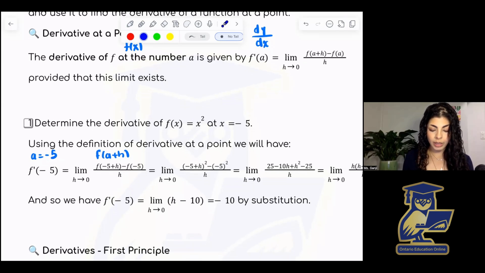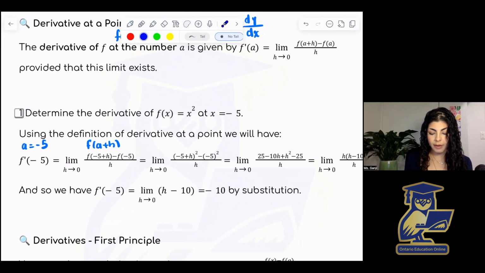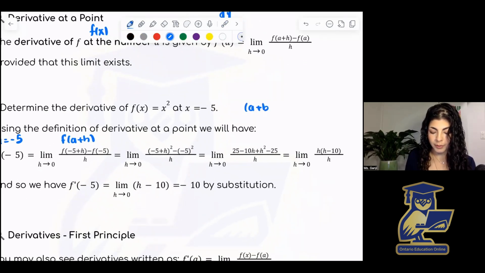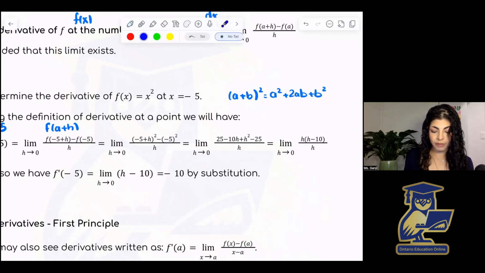Now, because it's the quadratic function, we're just substituting. So f of x is x squared. So we end up with -5 plus h squared minus -5 squared. And we're just expanding here. So we get 25 minus 10h plus h squared. And just a reminder, (a plus b) squared is a squared plus 2ab plus b squared. Now, simplifying here, we have 25 minus 25, so we're just left with -10h plus h squared, where we factor out the h to get h minus 10.